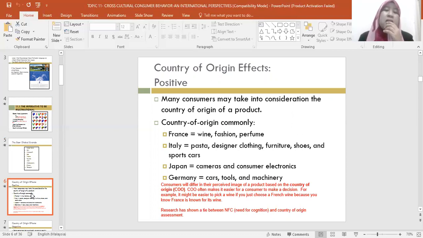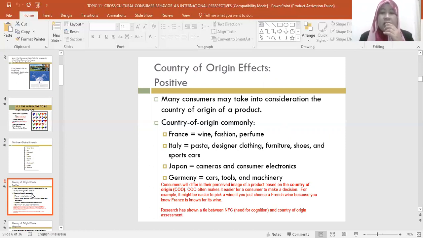The first one is that many consumers may take into consideration the country of origin of the product. Meaning to say, the customers still have to take consideration when they want to buy a certain product. Number one question is, where does this product come from? For example, Proton, where does it come from? Malaysia. IKEA product, where does it come from? Sweden. So the customer will have something like 4W1H: what, when, why, who, where, and how, because they have to take this into consideration when they are buying the product.